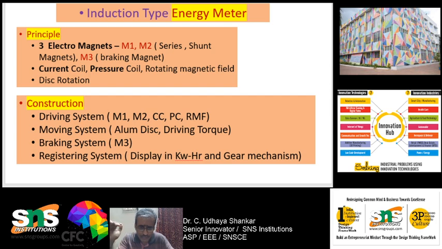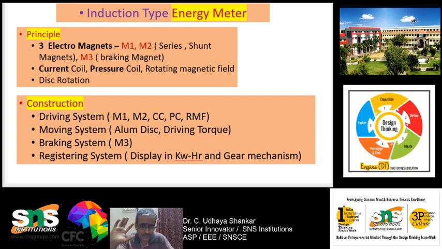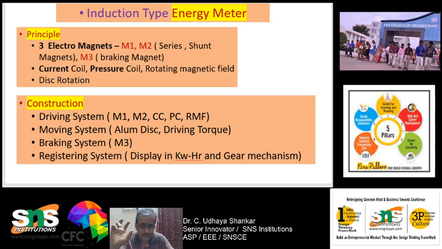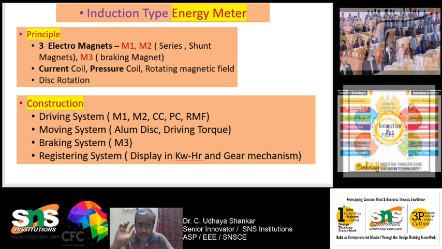So, the driving system consists of M1, M2, the current coil, the pressure coil and the rotating magnetic field, whereas the moving system, the other systems are immovable. The moving system consists of the aluminum disc, and it is moving because of the driving torque which is produced due to the interaction of M1 and M2, because of the magnetic field interaction between M1 and M2. Then you have a braking system.